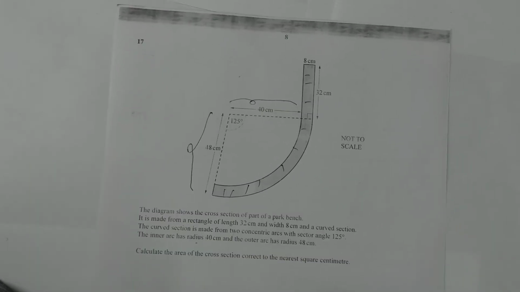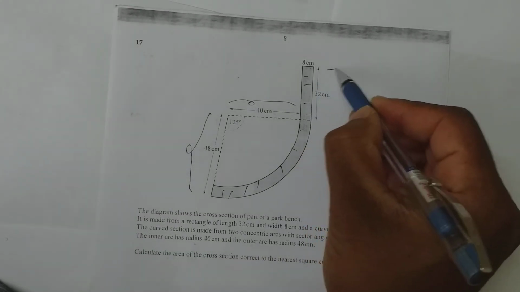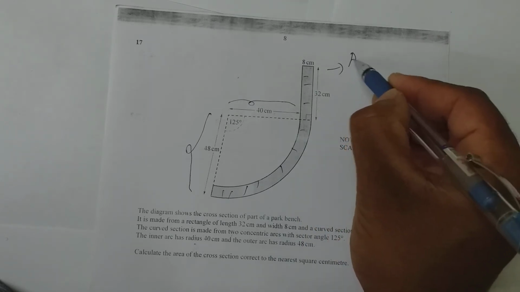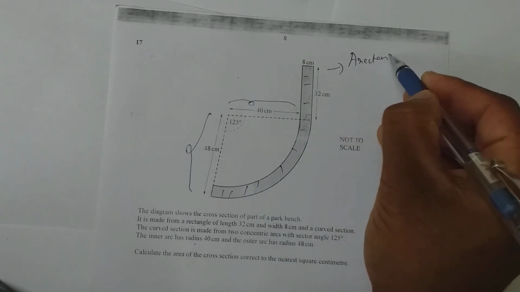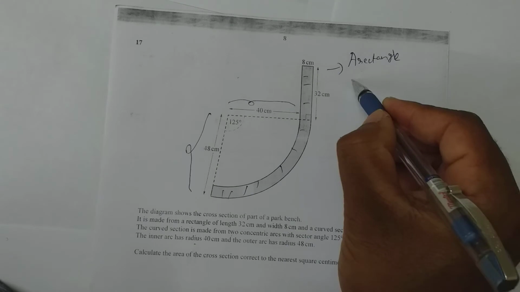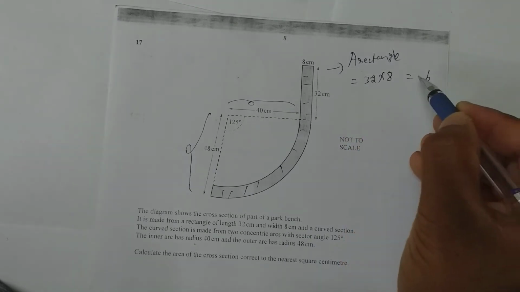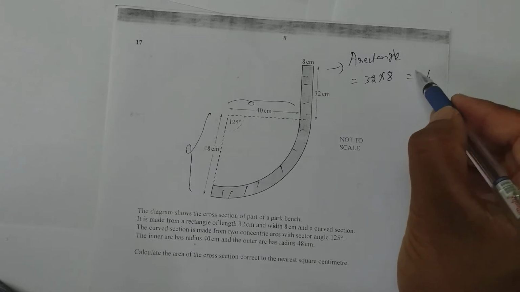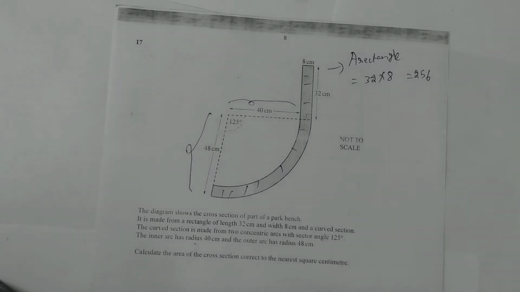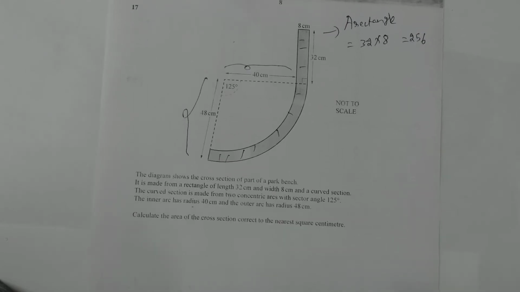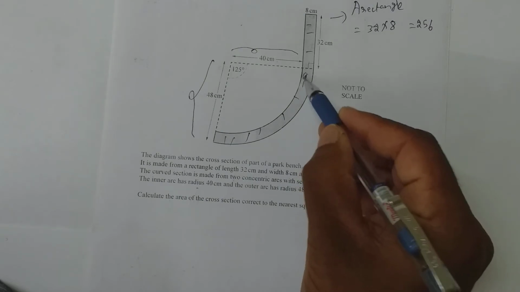So how do I get till here? It will be the area of the rectangle. So how much will that be? 32 into 8. So 8 times 2 is 16, carry 1, 8 times 3 is 24 plus 1 is 25, so it becomes 256. Okay, now next you need to worry about how do you get this area.